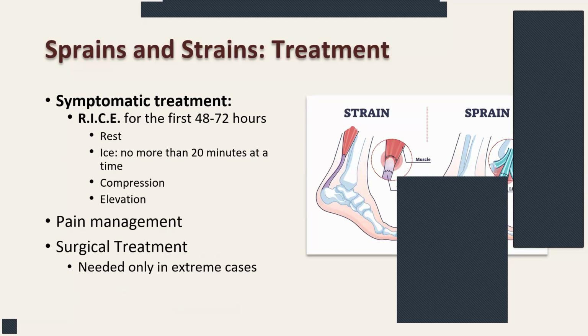Treatment for sprains and strains is generally symptomatic. There are some providers who are steering away from RICE as the first line of treatment, but it still seems to be the standard. And it's recommended for the first 48 to 72 hours. The first part is rest, which is advised for the first 2 to 3 days, just to keep from re-injuring the site. If someone has a sprain or strain, we want to make sure they're not putting weight on it for at least the first 48 to 72 hours.